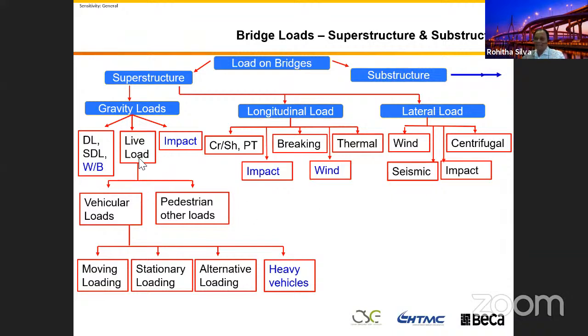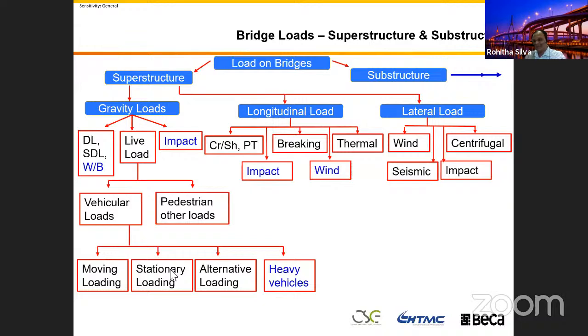And then if we go to the live load or the traffic load, we have a vehicular load and a pedestrian load, of course. Some bridges we have what we call shared paths, cycleways and pedestrian walkways. Some bridges we design only for pedestrians, not for traffic, but other bridges we design for both. Then we go to the vehicular load. So we categorize them again, a moving load. That means just normal traffic.